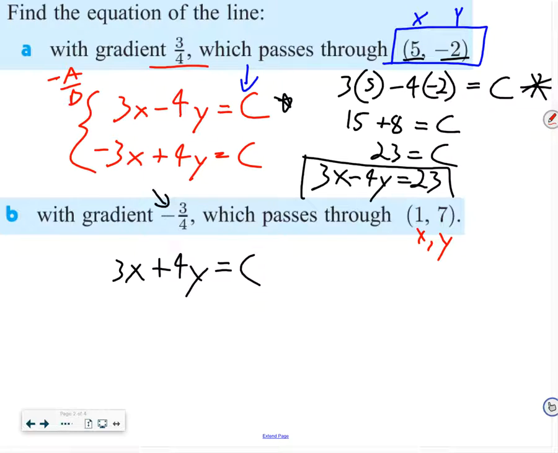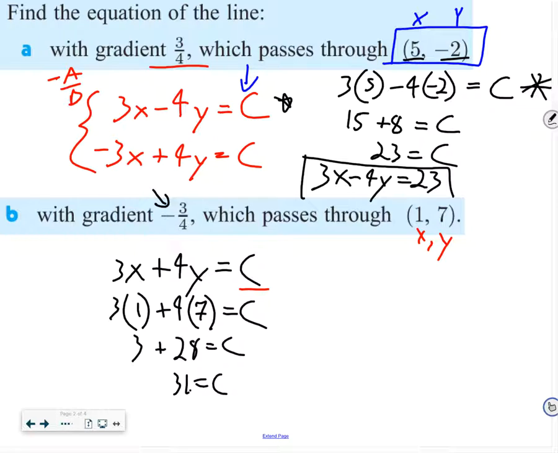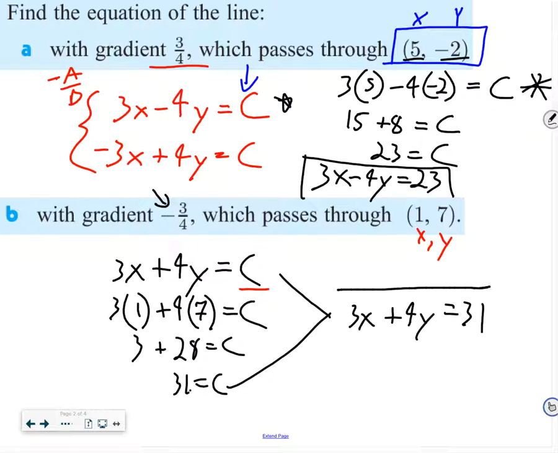So now I need to utilize that information to find my c. So I get 3 times x, which is 1, plus 4 times my y, which is 7, is equal to c. I get 3 plus 28 is equal to c, so 31 is equal to c. Putting this all together, I get that 3x plus 4y is equal to 31. There's the general form of the equation with the gradient of negative 3/4 that goes through the point 1, 7.